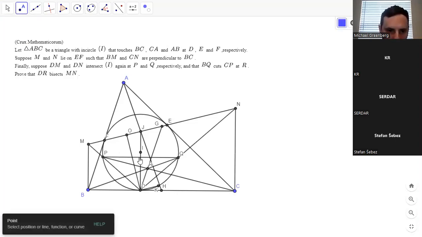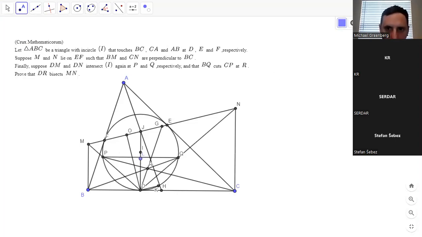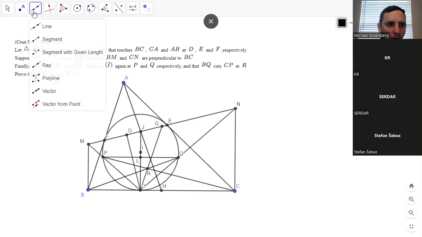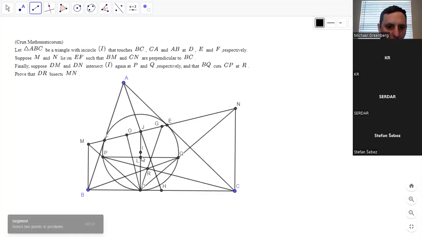Okay. There we go. And then we can use that PQ is parallel to BC and see that L, R, and H are collinear. Okay. Do you need point K? I don't know what that point is, and I doubt I need it. Okay. So we can show L, R, and H are collinear.